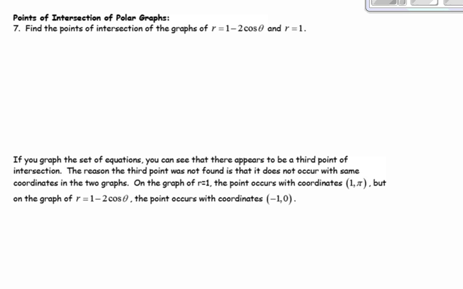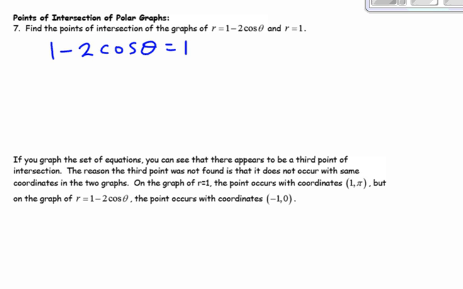All right, so when we find points of intersection of rectangular graphs, we would just set the two equations equal to each other, which is what we're going to do with the polar. So if we want to find where these two polar equations intersect, we're just going to set them equal to each other. So 1 minus 2 cosine theta equals 1, and then solve.